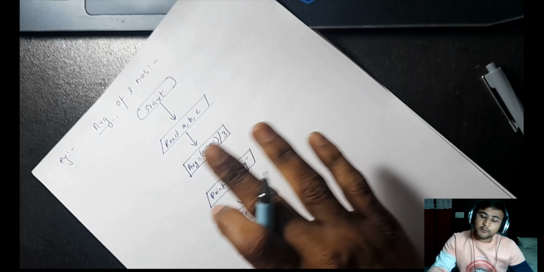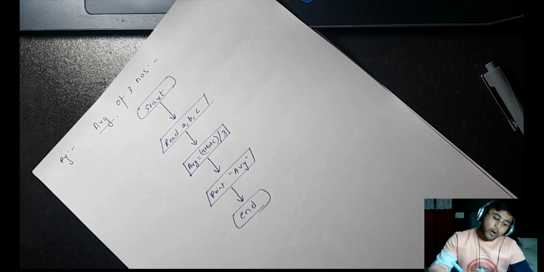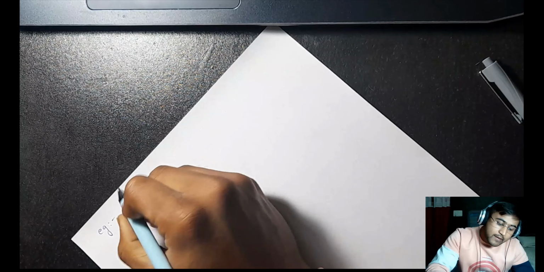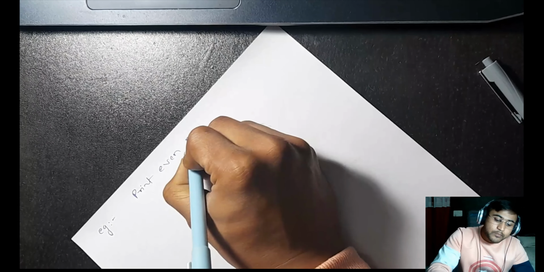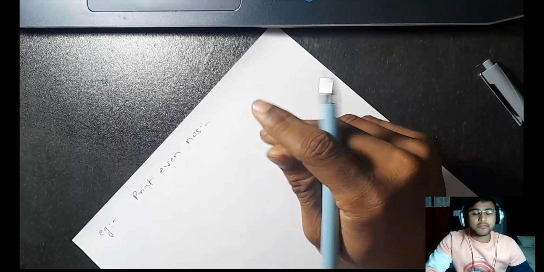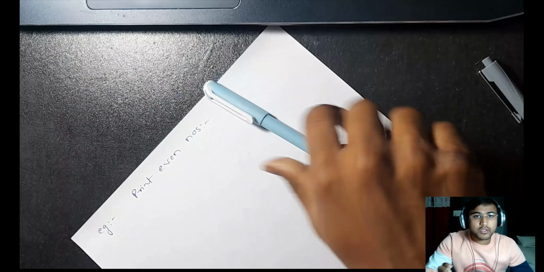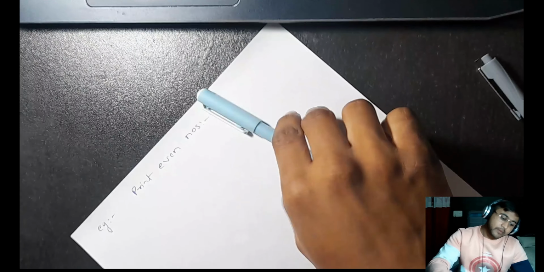So this is our flow chart for calculating the average of three numbers. Now moving towards another example, print even numbers. We need to print even numbers. For this, we need to take one input from the user.